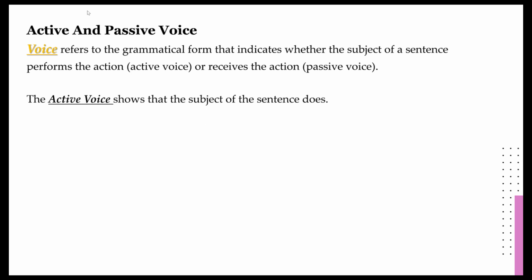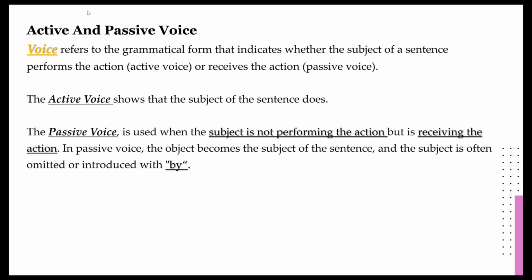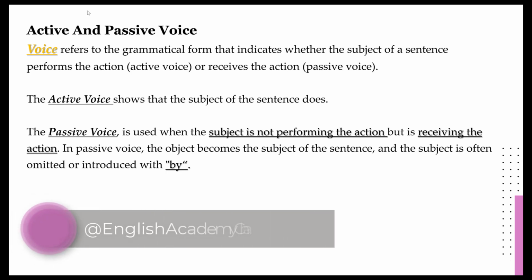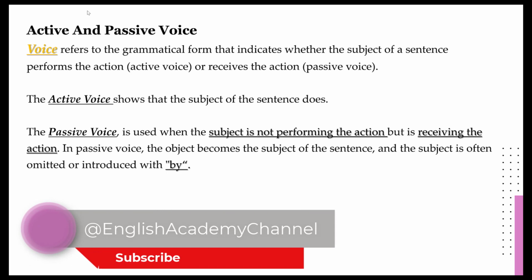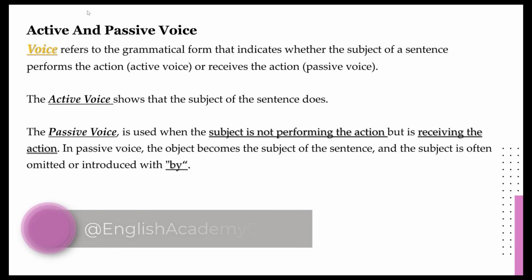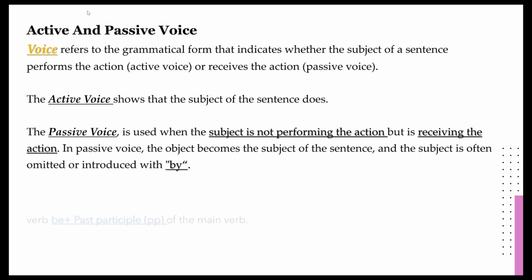Active voice shows what the subject of the sentence does. It is used when the subject performs the action that is expressed by the verb. On the other hand, the passive voice sentence is used when the subject is not performing the action but is receiving the action. In this type of sentence, the object becomes the subject of the sentence and the subject is often omitted, or we can use it with the preposition by. The passive voice sentence is formed with the to be verb plus the past participle of the main verb.